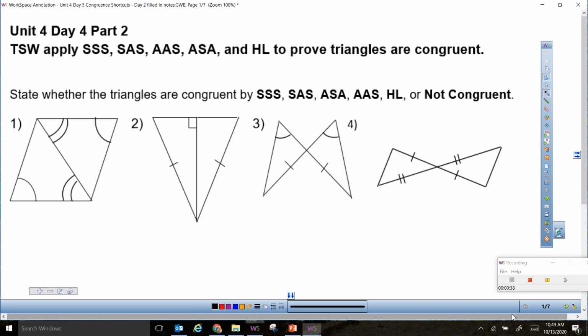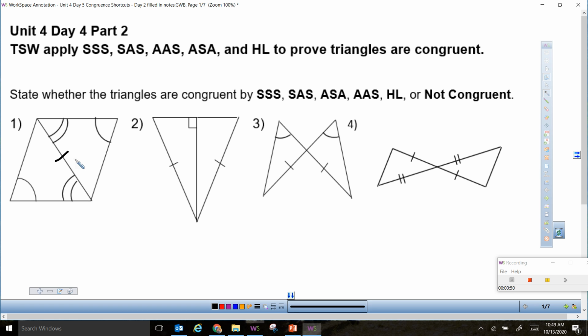First thing you need to label is any shared sides as being congruent, or vertical angles as being congruent. So if you notice, these two triangles share sides. So I want you to mark that the shared side is congruent.